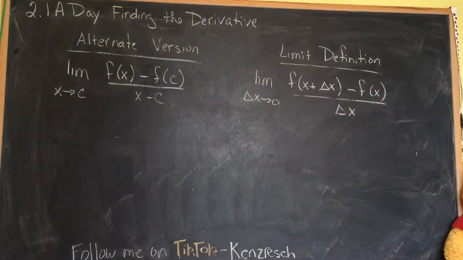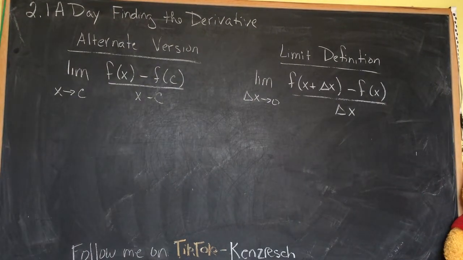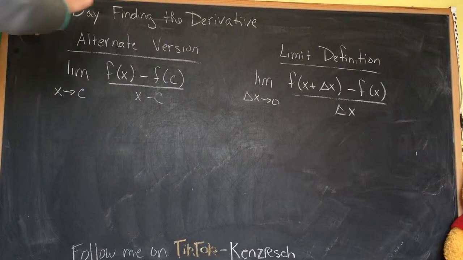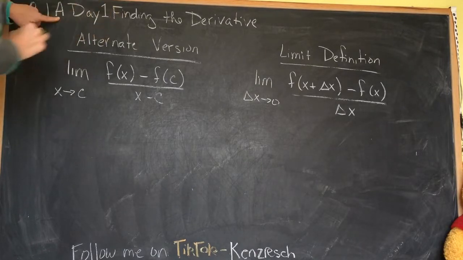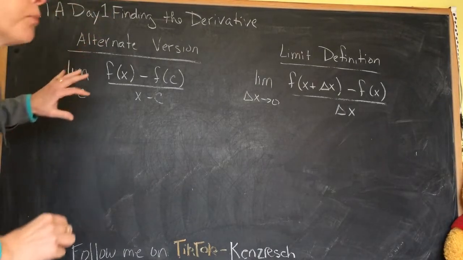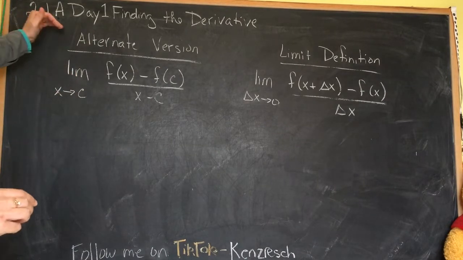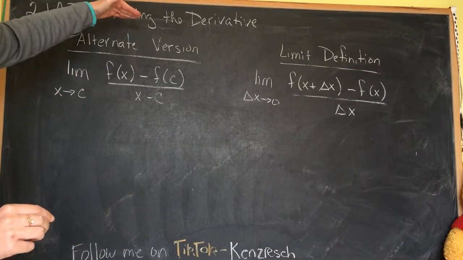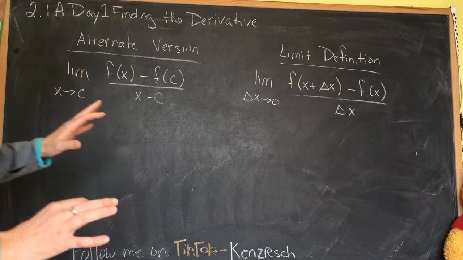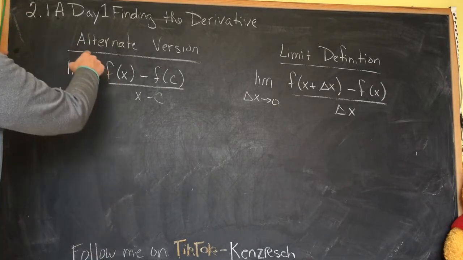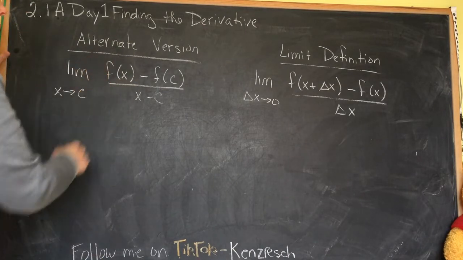All right, hi everybody. Today we're going to be talking about section 2.1a, day 1. Okay, so you got a couple different 2.1, so just pay attention. It's 2.1a, day 1, and we're finding the derivative. All right, so at the end of last chapter, we had this alternative version of the definition of derivative.